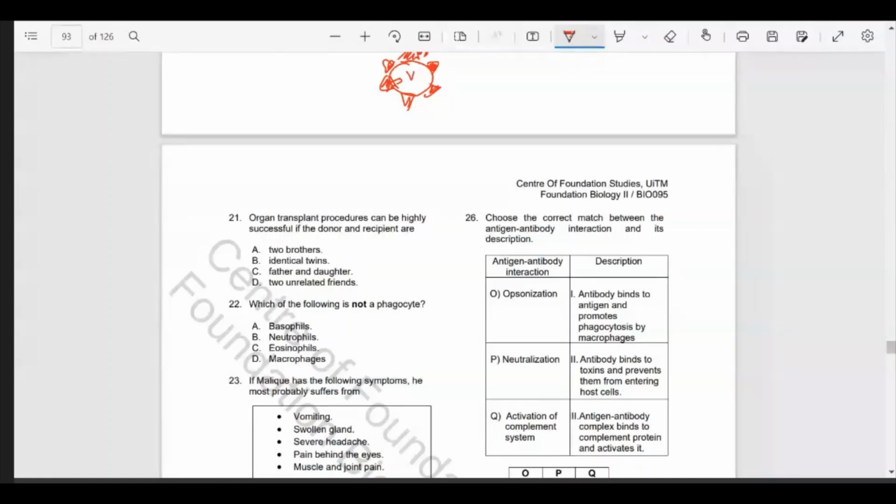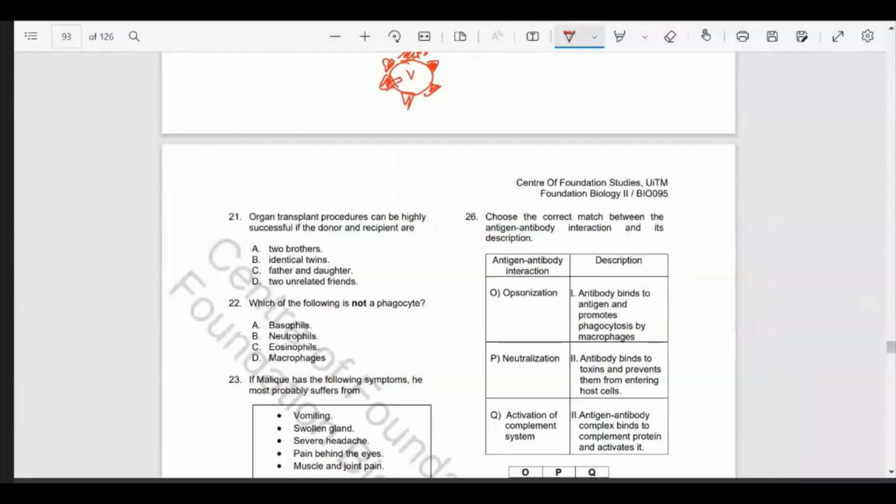21, Nurul Izzatul Hidayah. Organ transplant procedures can be highly successful if the donor and recipient are, I'm not sure, but my answer is C, father and daughter. Father and daughter? The daughter can have a combination of genetic elements from the father and also the mother, right? So which is actually closer? Is it father and daughter or which one? B, good. Identical twins. Right? So, identical twins is the answer.